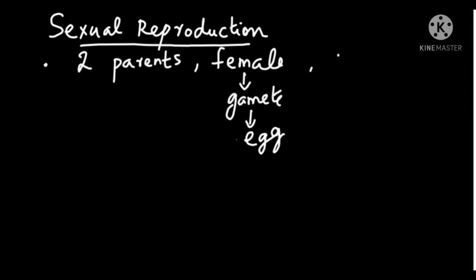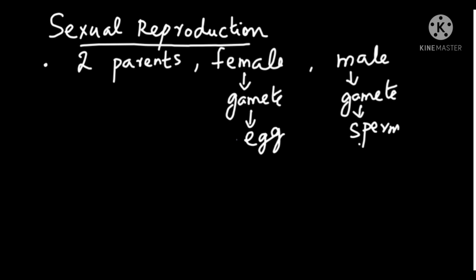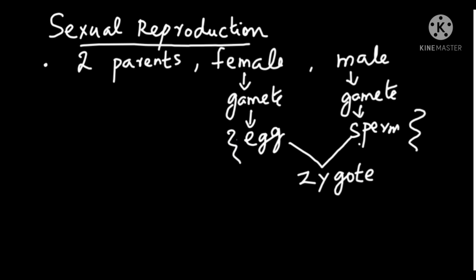And there will be a male parent. The male parent produces a gamete. Usually it is called sperm, but in lower organisms it is called antherozoid; some terms like that are there. Now after these two parents produce their gametes, during the reproductive phase both gametes will fuse together and form a zygote. Since the genes of the egg are different and the genes of the sperm are different, the genes present in the zygote will be different. Means the zygote will show genetic variability.